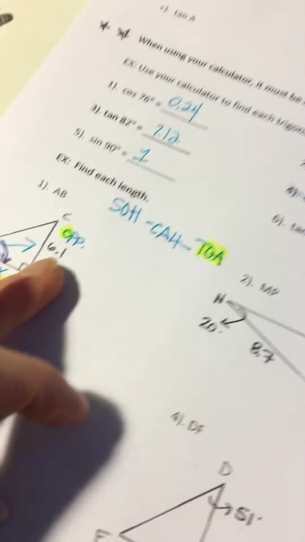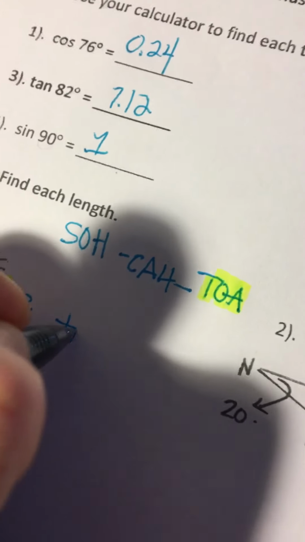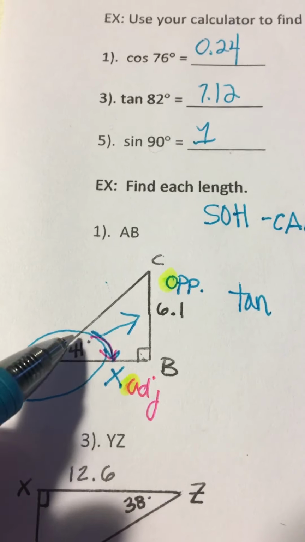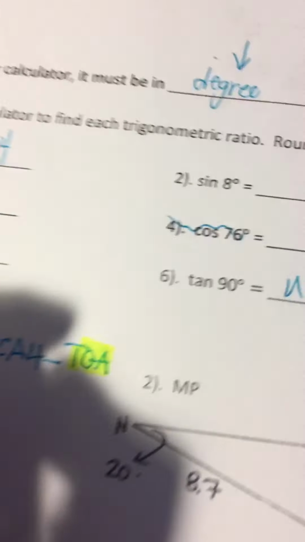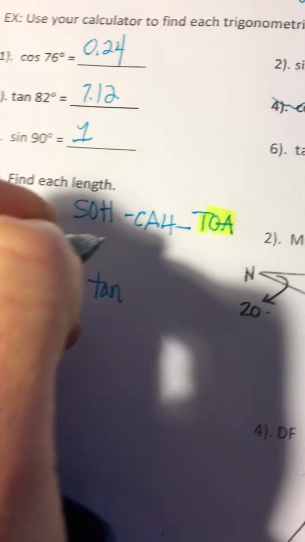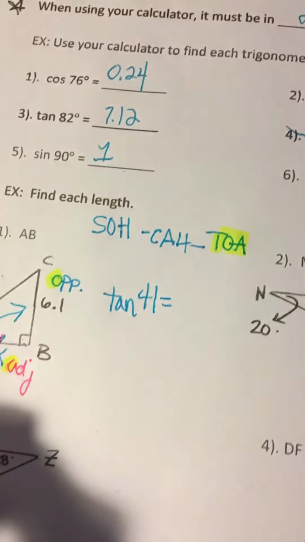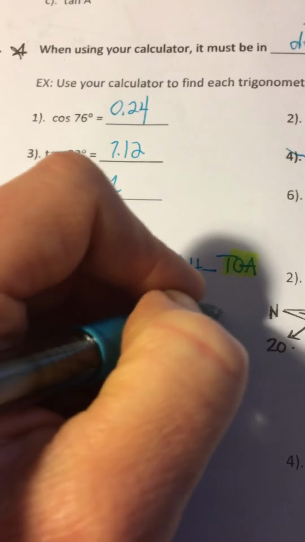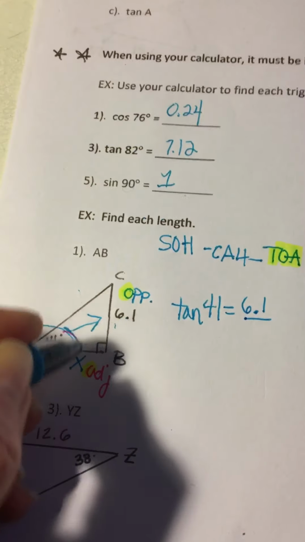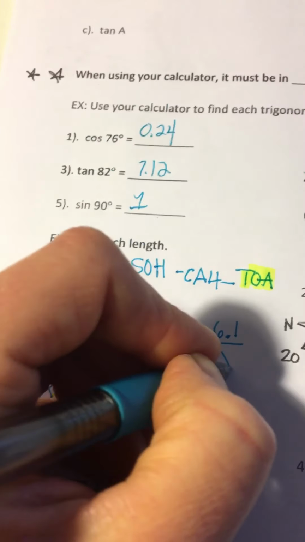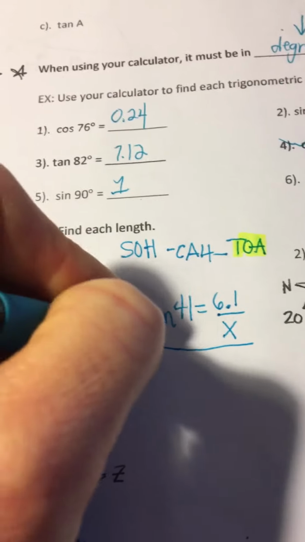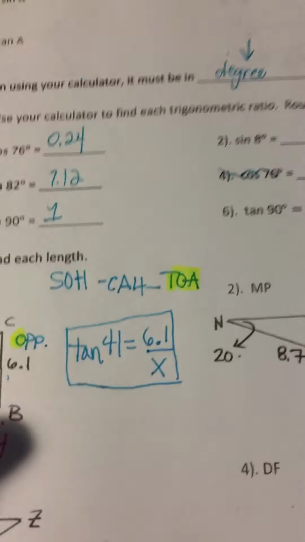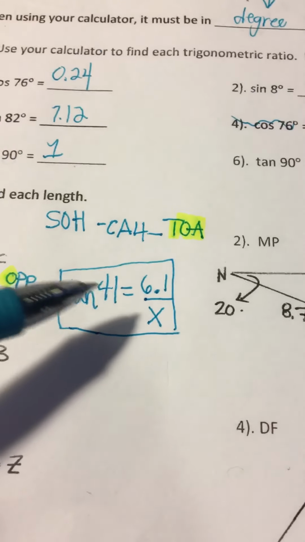So that's what I'm going to do. I'm going to write tangent. And the angle that I referenced, the angle that I circled, is angle A, which is 41 degrees. So I'm going to put 41 right here, is equal to the side opposite, which is 6.1 units, over the adjacent, in this case, X. And that is my setup. That is how I use my trig function right there.